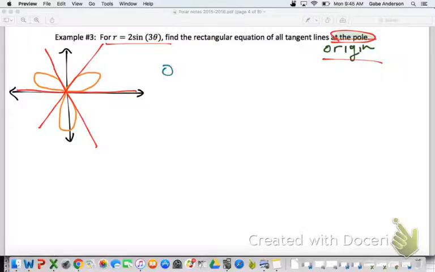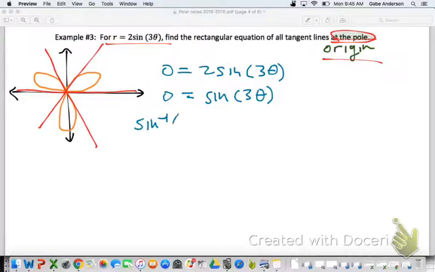So 0 equals 2 sine of 3 theta. Again, here's where your trig skills and unit circle skills will pay off a little bit. So 0 equals sine of 3 theta when we divide by 2. And what's your next step? Yeah, do the inverse sine or arc sine of both sides. So inverse sine of 0 equals 3 theta. For some of you this might be trivial, for others not so much. Inverse sine of 0.